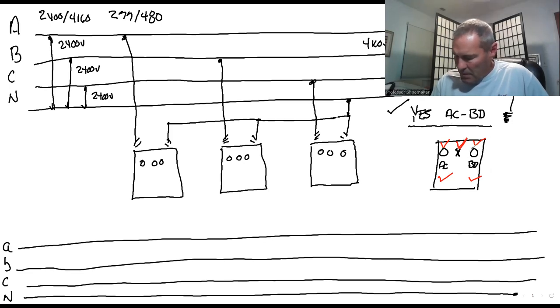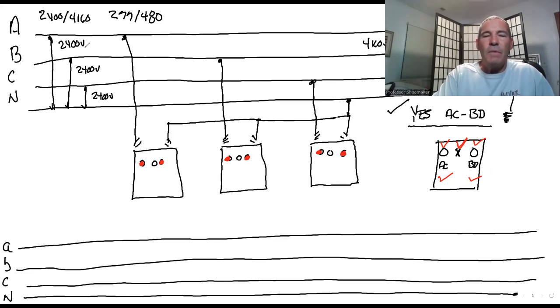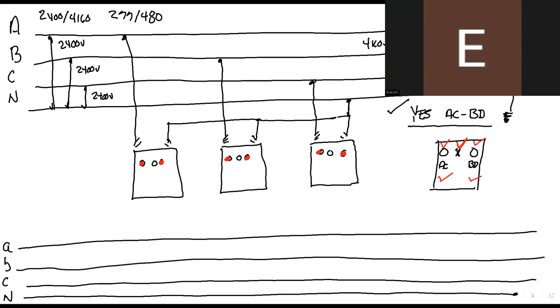For our learning purposes and the way we do it at Santee Cooper, Duke does a little bit different, just like everybody else. I'll go ahead and mark these in red over here just for the learning process. That's AC, that's BD. That's AC, that's BD. That's AC, and that's BD. Okay? That's the format that I'm going to use for my transformers.